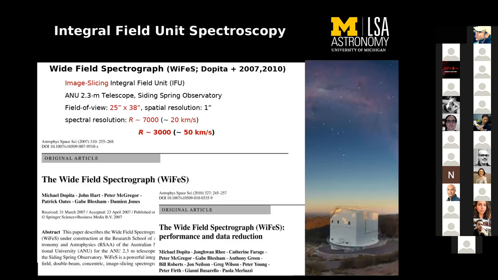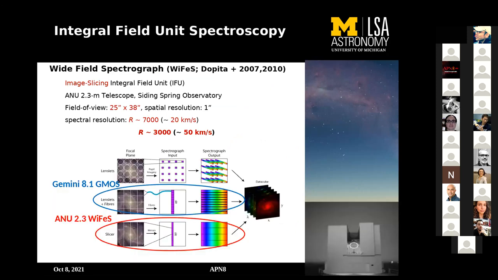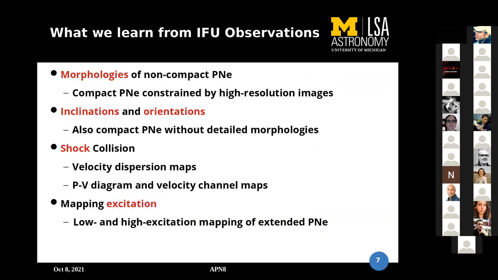For this study, I use the Wide Field Spectrograph, WiFeS, on the Australian National University 2.3 meter telescope at Siding Spring Observatory. It has a field of view of 25 by 38 arcsec, and it has different spectral resolutions. I use R of 7000, which gives a velocity resolution of 20 kilometers per second. And we have different IFUs. We have the lenslet IFU and lenslet plus fiber IFU on the Gemini GMOS. But WiFeS is an image-slicing IFU, and it doesn't provide very high spectral and spatial resolution, but it's good for extended objects.